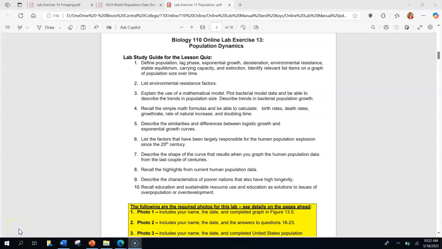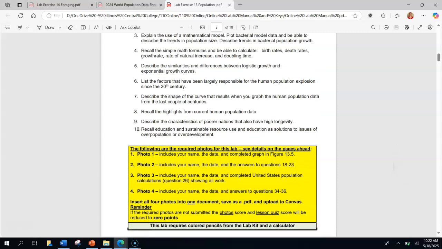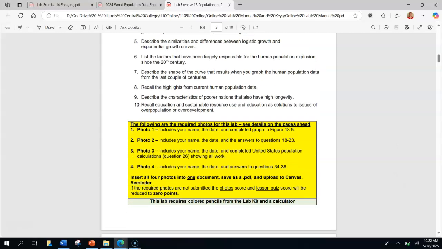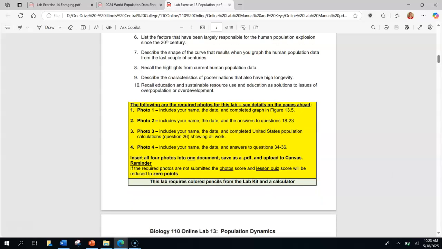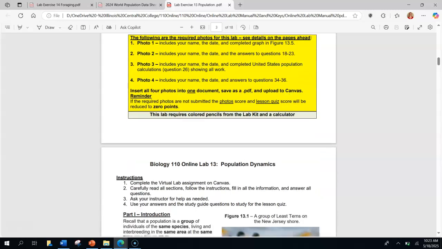Lab 13 will focus on population dynamics. In other words, how population changes size is going to vary or change. As we scroll through here, you're going to have 4 photos, and you're going to notice that none of your photos for this particular lab include a selfie. You will also need your colored pencils from your lab kit and a calculator.